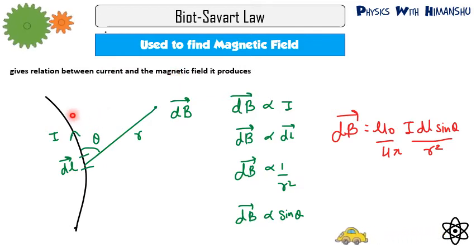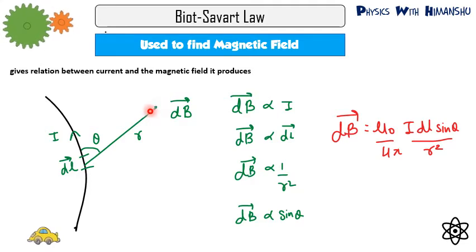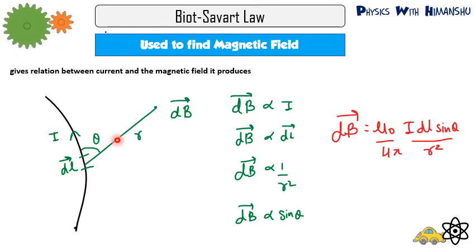field. Suppose we have current carrying wire in which current is I, and I take a small line segment dl, and I want to find magnetic field at this point. And this point is at a distance r from this small line segment, and the angle theta is between dl and r. So remember, what is theta? Theta is the angle between small line segment and the line joining the point and the current segment.